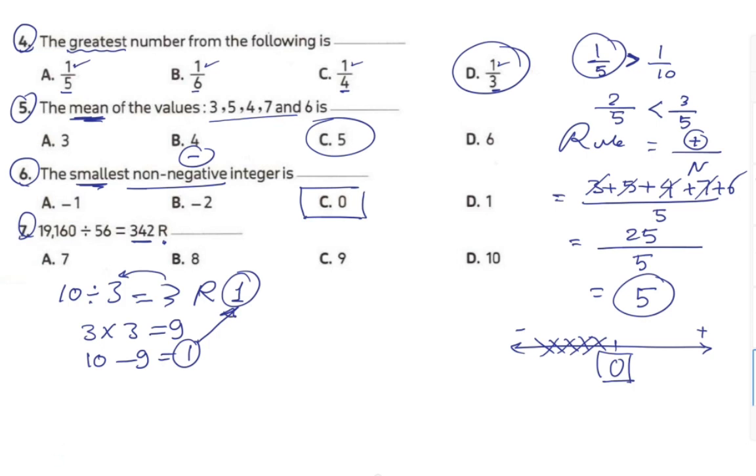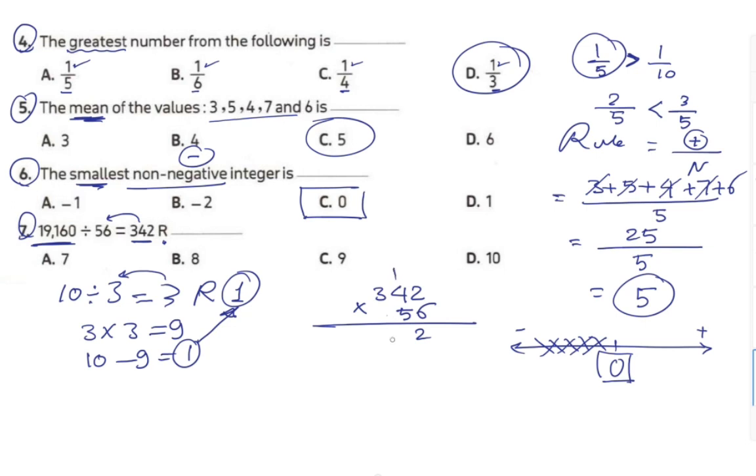I will do the same thing with this question. I will multiply 342 by 56. After that, the product will be subtracted from the dividend. So, let's multiply 342 by 56 first. 6 times 2 equals 12.